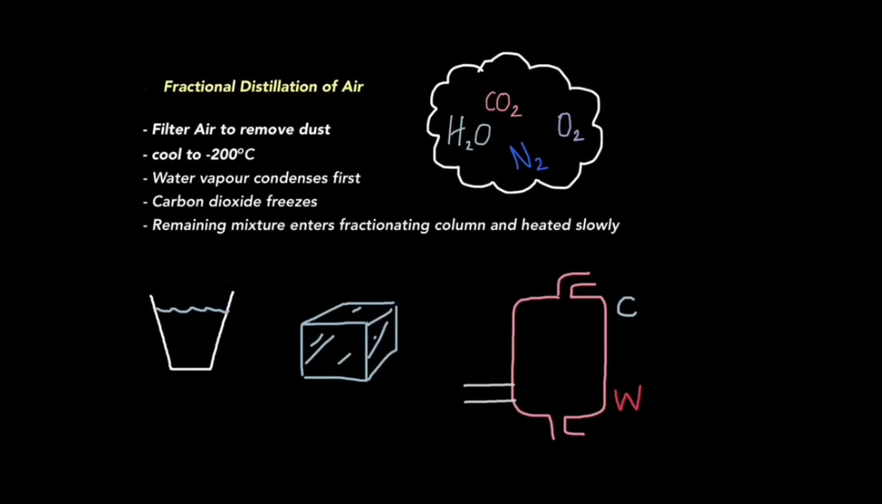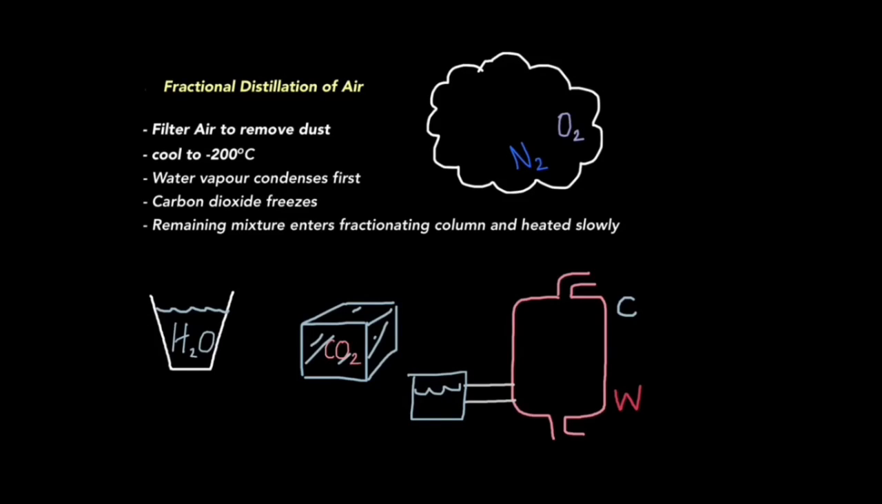To do this for air, we had to filter the air to get rid of any dust, which we didn't need. Then we cooled the air down to minus 200 degrees Celsius. As you start to cool it down, the water vapour condenses first and becomes a liquid. So that's how we remove water vapour. Next, the carbon dioxide in the air freezes and becomes a solid. So that's how we remove the carbon dioxide. What remains is nitrogen and oxygen largely, and a bit of argon.